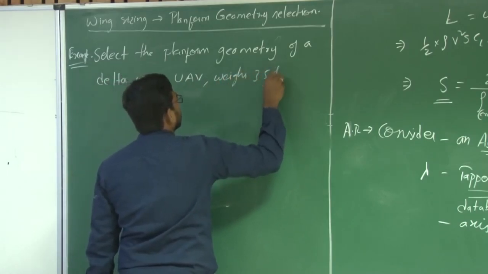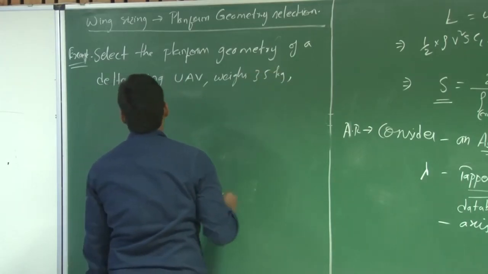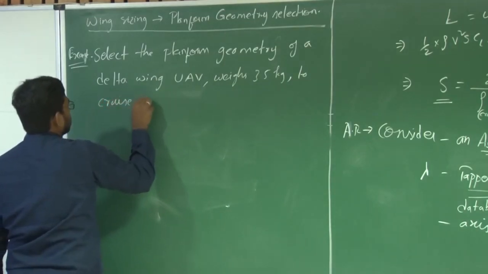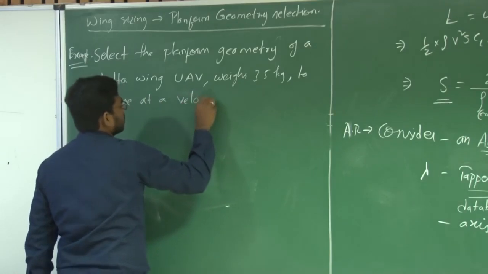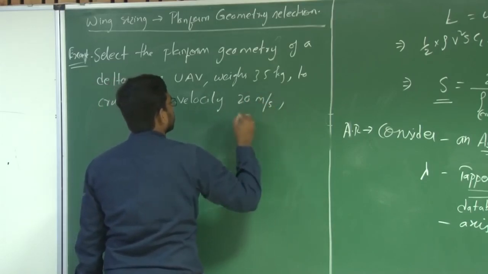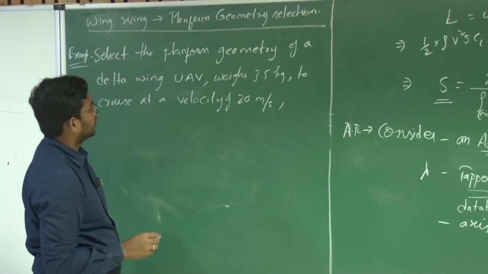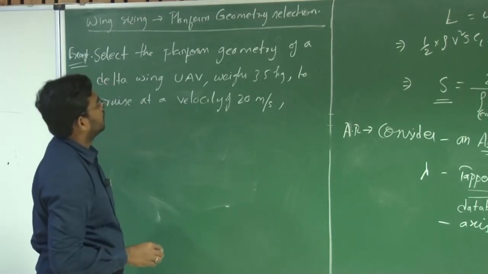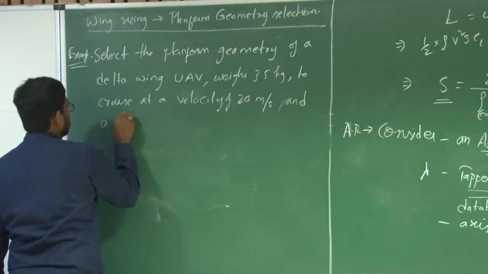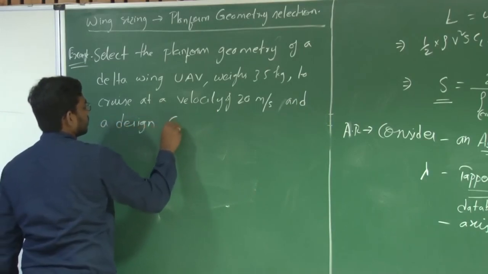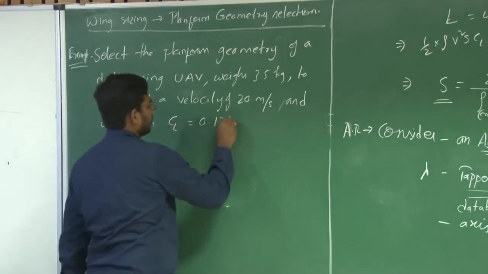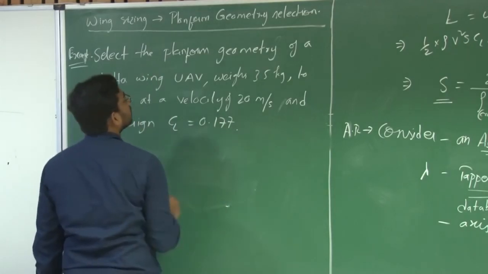Weighs 3.5 kg. Delta wing UAV to cruise at a velocity of 20 meters per second, right, and a design CL. So it is cruising at a design CL of 0.177.